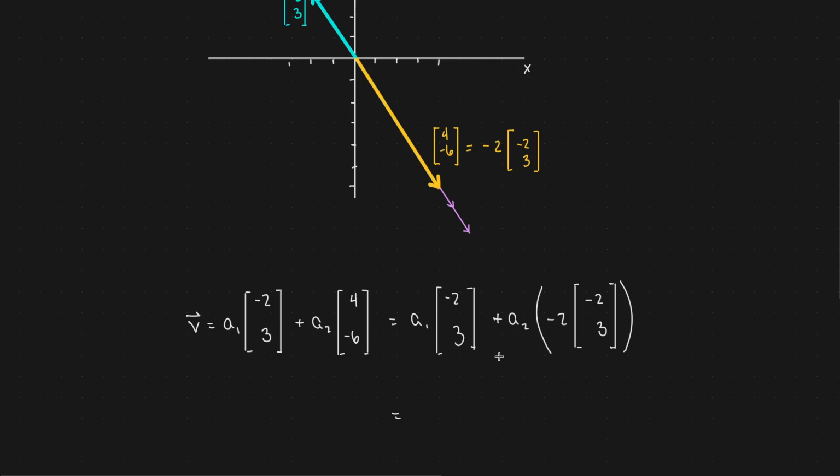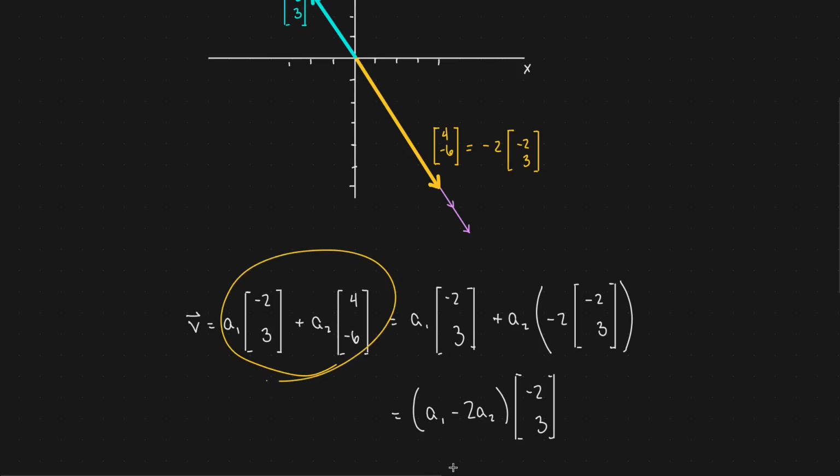And so if I factor out the vector negative 2, 3, I'd get the scalar a1 minus 2a2 times vector negative 2, 3. And that's going to be for any vector that is in the span of these two vectors. And so this vector is kind of redundant. We don't need it because we can describe any vector in the span with just this one vector.